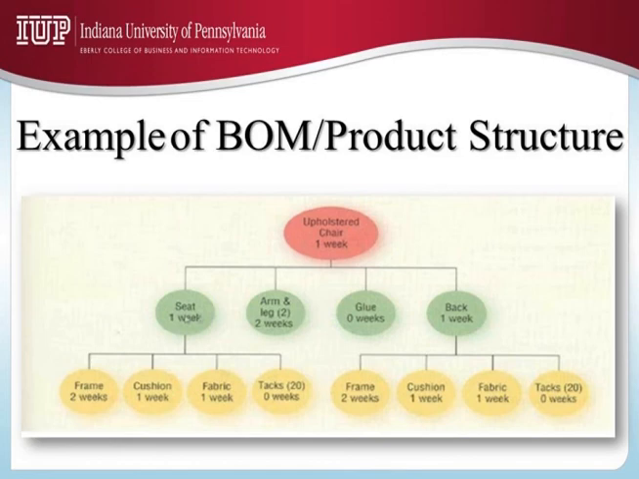The seat itself is made up of the frame, the cushion, the fabric, and the tacks, the fasteners. The back itself is made up of the frames, the cushion, the fabric, and the tacks. You also see in some of the bills of materials the lead time required for each of these. So 1 week here refers to how long it takes to put the seats together. 2 weeks here refers to how long it takes to put the frames together. 1 week here refers to how long it takes to do the final assembly of the upholstered chair once these 4 are available.